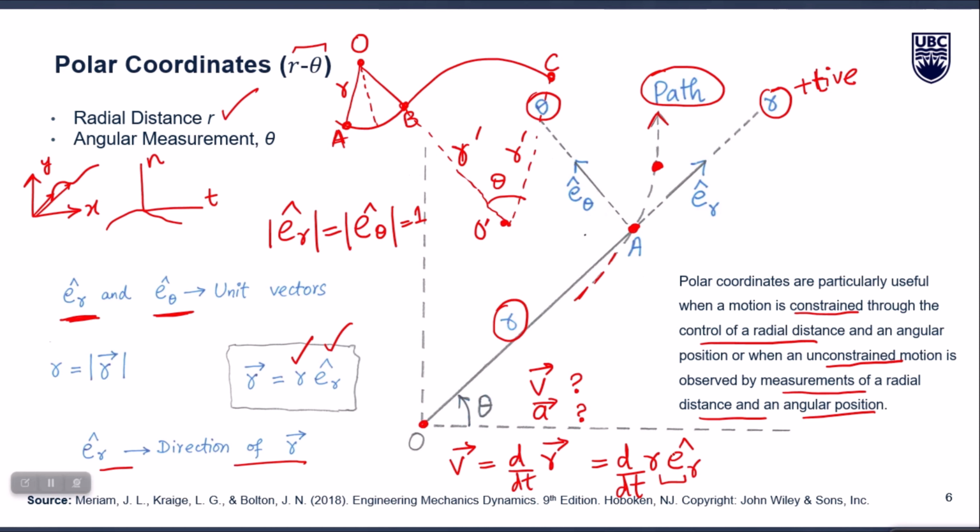Similarly, we have just discussed that the derivative of e sub r won't be 0, right? So therefore, we can expand this differentiation, and that expansion will actually involve a term which will be the first derivative of this e sub r, right? So actually we need to first determine the first derivative of e sub r in order to write velocity in terms of its r and theta coordinates.